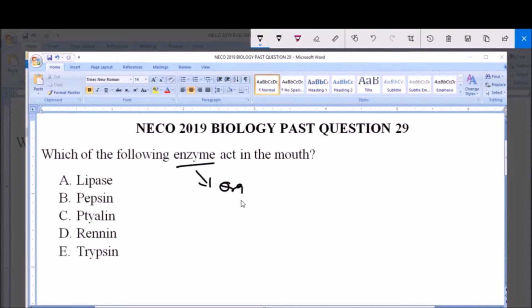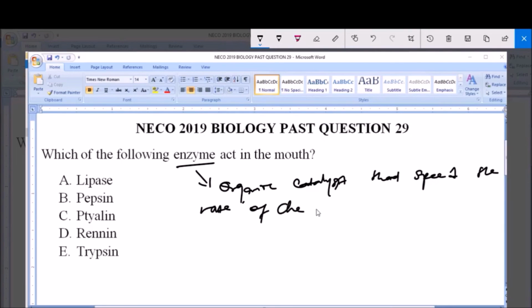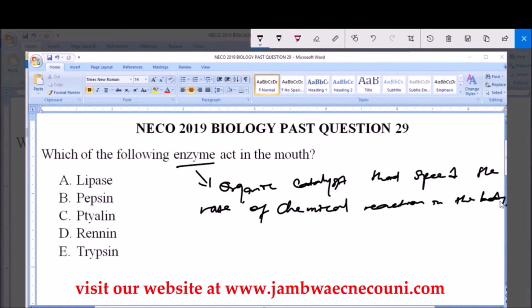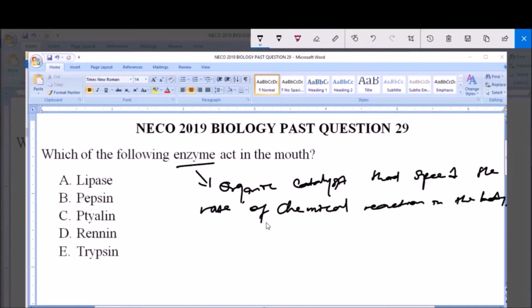Enzymes are organic catalysts, or you can call them biological catalysts, that speed up the rate of chemical reactions in the body. So you can actually say they speed up the rate of metabolism, chemical reactions in the body. Now, each of these enzymes has its own location, that is, the particular parts where they are located, and they are secreted by different organs.